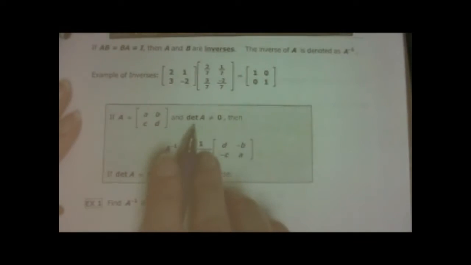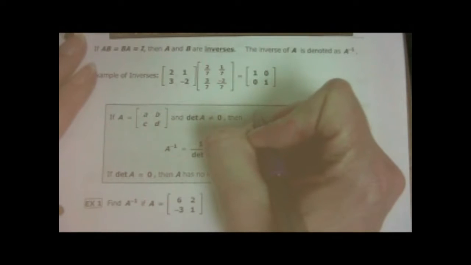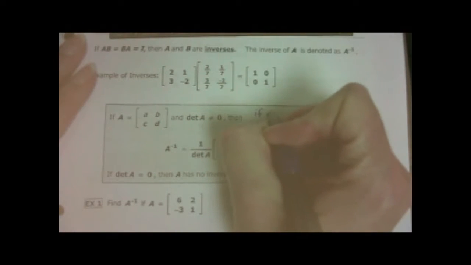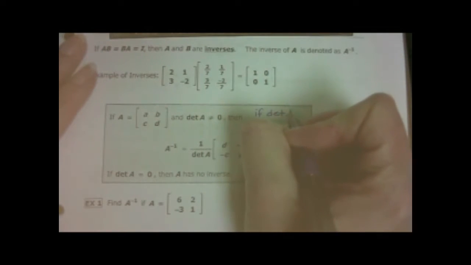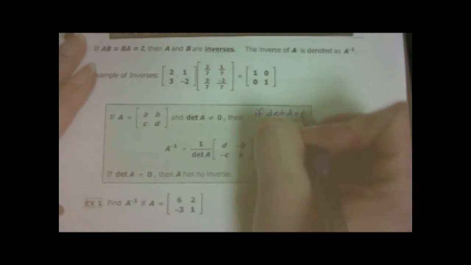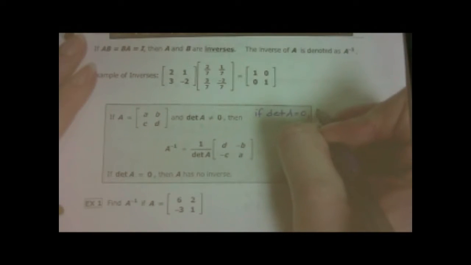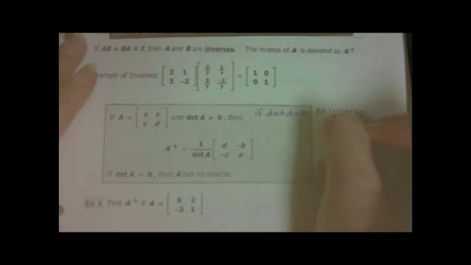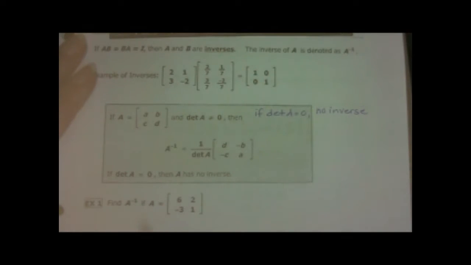Now, it says if the determinant of A is not 0. If the determinant of A equals 0, there is no inverse matrix. Okay? None. Right here. If determinant of A is 0, then A has no inverse. So first of all, find A inverse if A equals this.